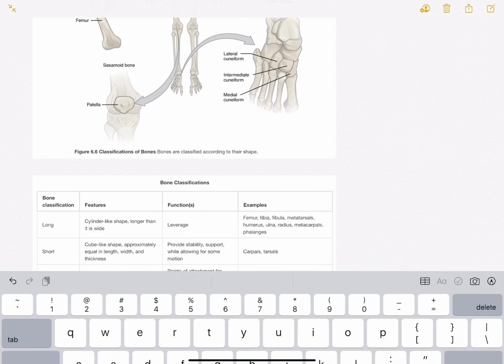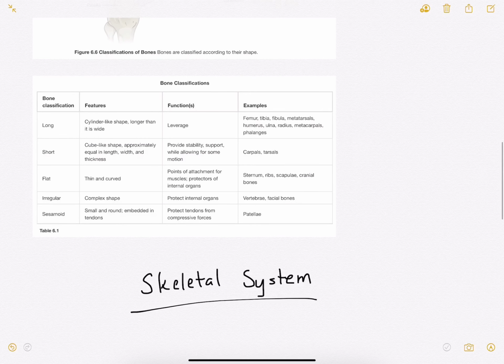So going back to our table, the next one is flat bones. As you can imagine from the name itself, they're flatter, they're thinner, and they're more curved. The function of those types of bones is that they're points of attachment for muscles and also protectors of internal organs. Just like our example earlier with the ribs and the skull, our ribs are considered flat bones, and also our cranial bones. The bones that make up the skull are also considered flat bones.